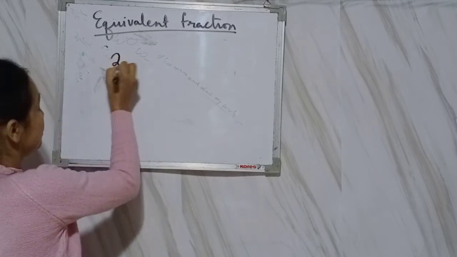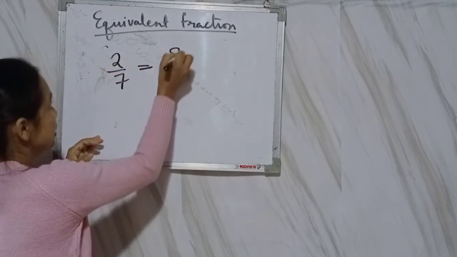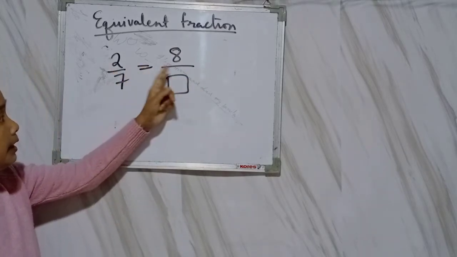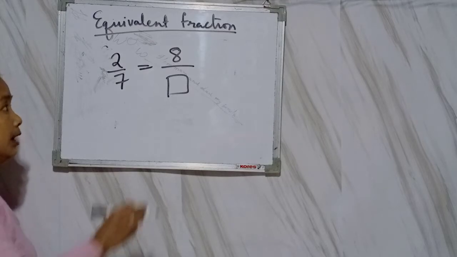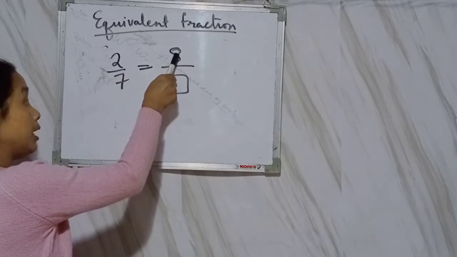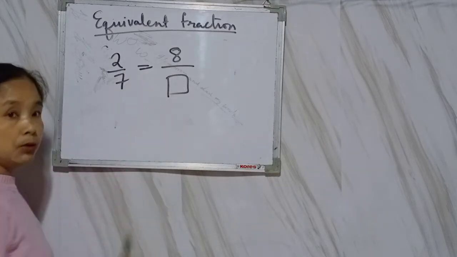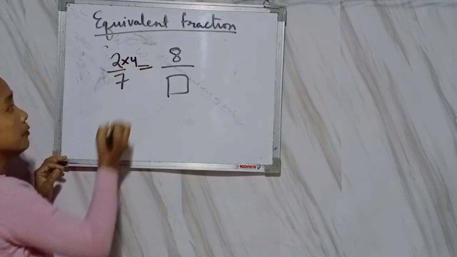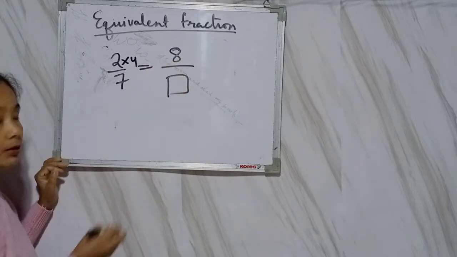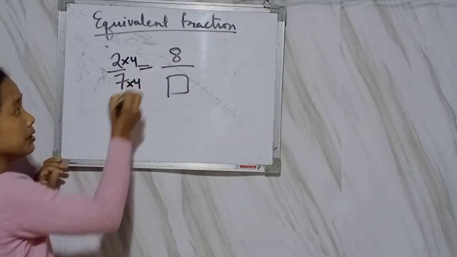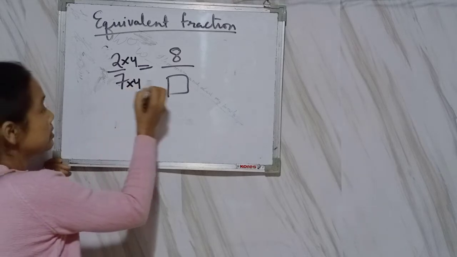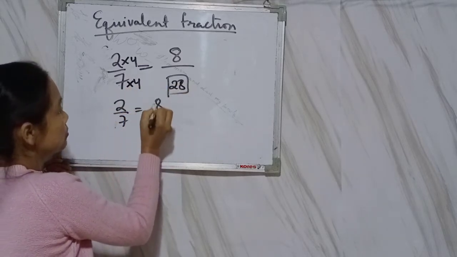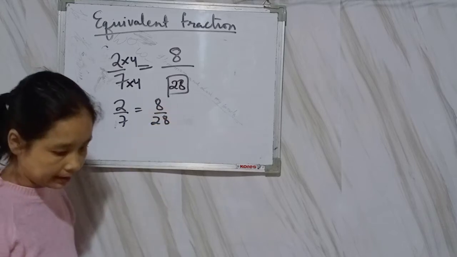Suppose you have 2 by 7 is equal to here. This is equivalent. How will you find out? Here you have 8, isn't it? Then you don't know what is the denominator. Then 2 into how much? 2 4s are 8. Then this also you will multiply with 4. Is it clear? Then 7 4s are 28. That means 2 by 7 is equal to 8 by 28.